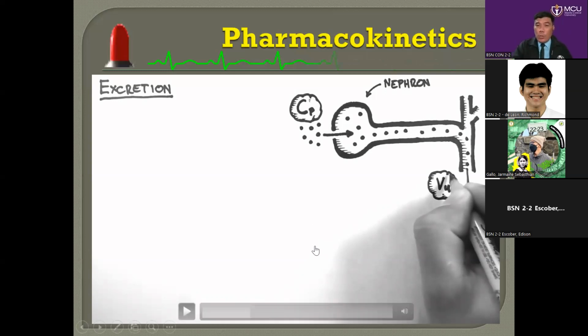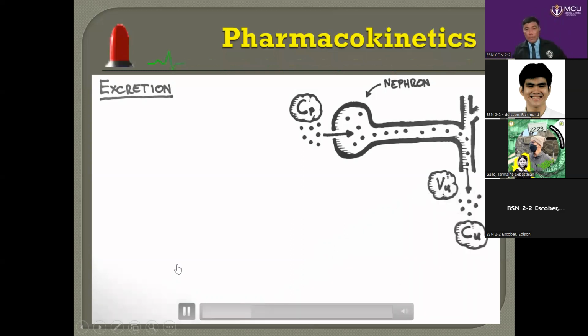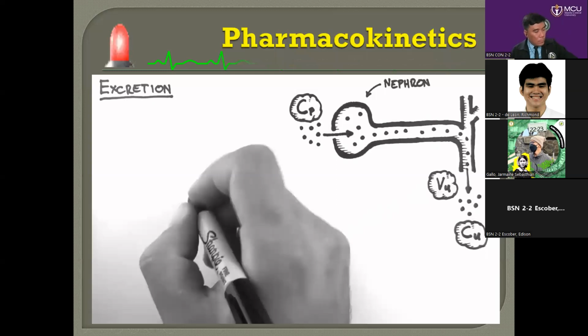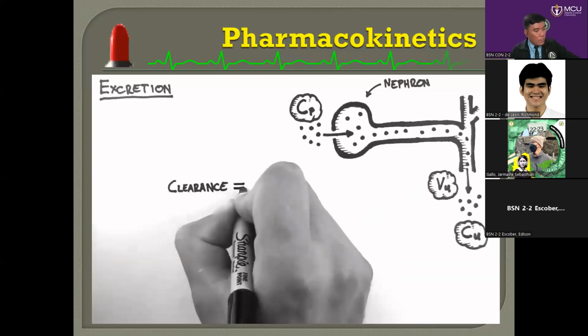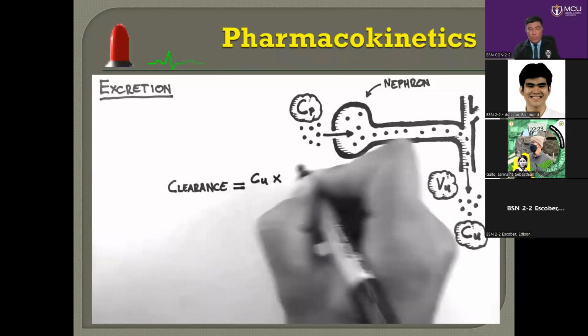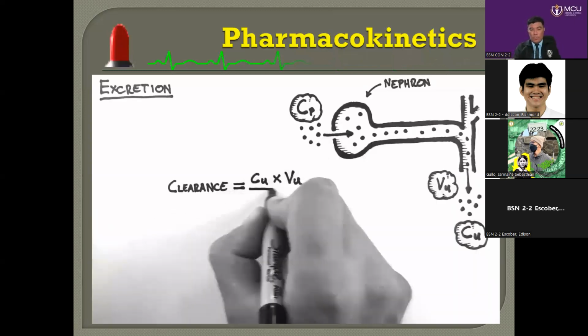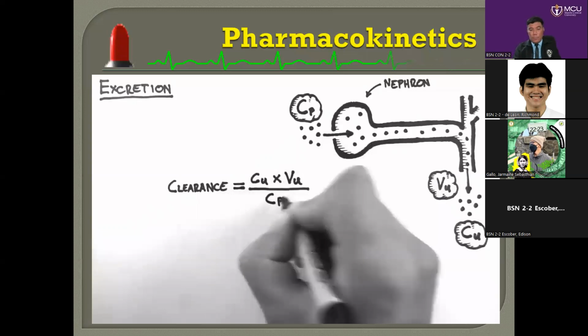So in here, we have the tubules of the kidneys. From these values, we can determine the clearance of a drug. The clearance of a drug is given by this formula. Clearance equals the concentration of a drug in the urine times the rate at which the urine is being produced divided by the concentration of drug in the plasma.